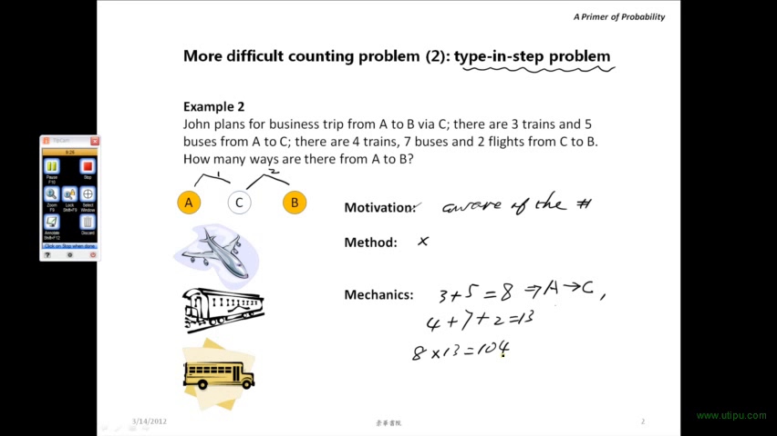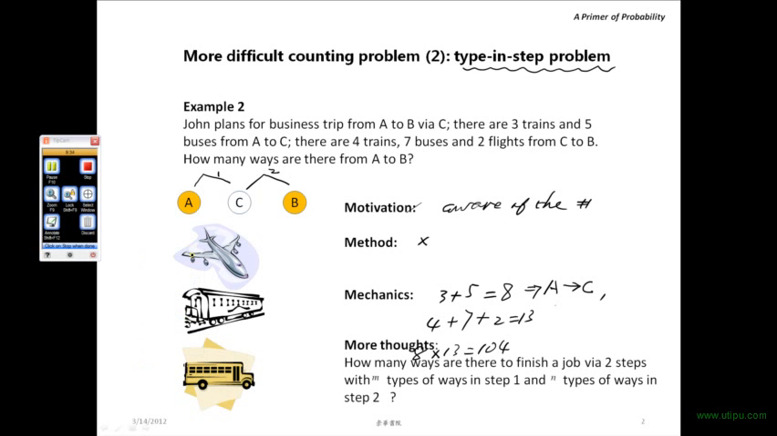Now can we ask ourselves more questions, which is our fourth M. More thoughts. How many ways are there to finish a job where 2 steps with M types of ways in step 1 and N types of ways in step 2?